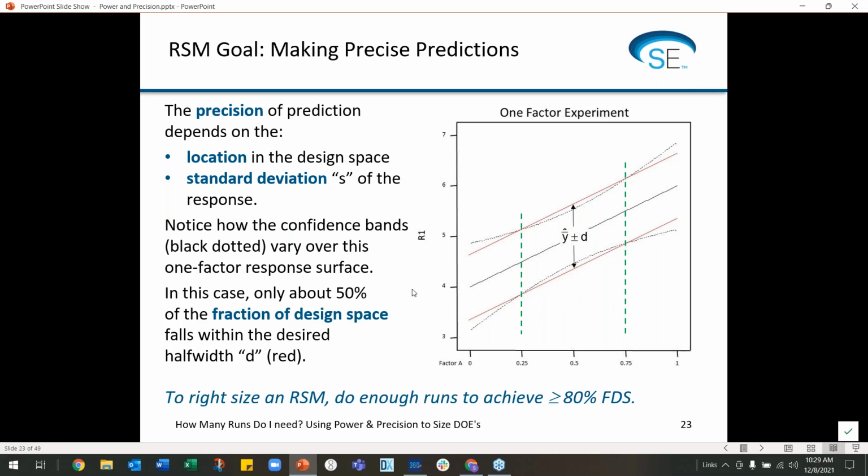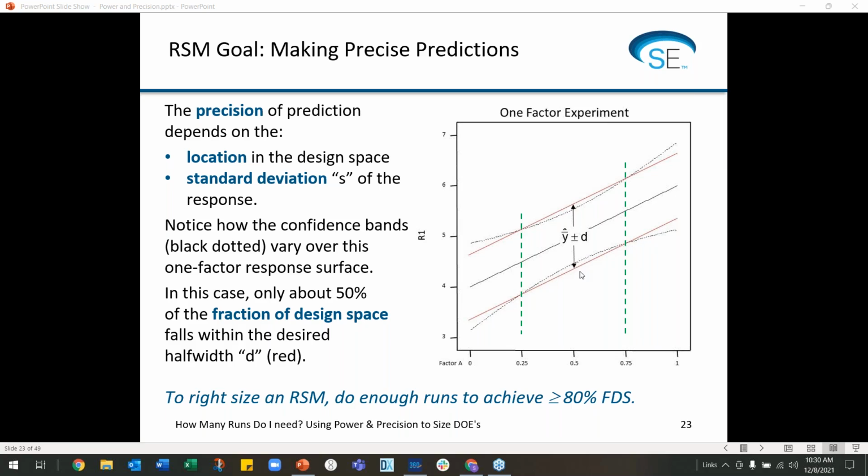Now, in this case, we would often state that we want our response to be estimated plus or minus some amount of precision. So, maybe your response is yield and you want to estimate it within plus or minus 2%. That plus or minus 2% we just assume is constant. That's the red line. It's constant across the entire area because we're saying this ahead of time.